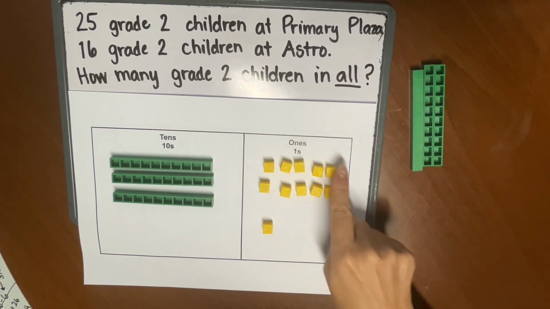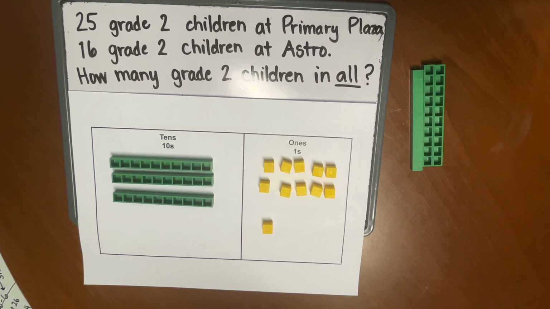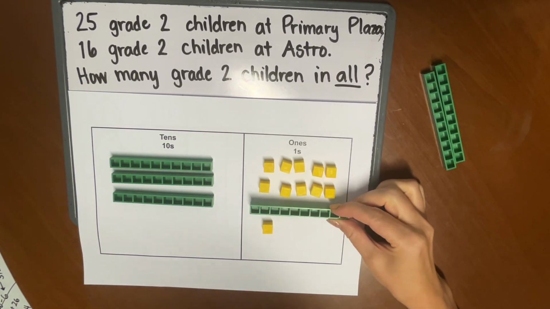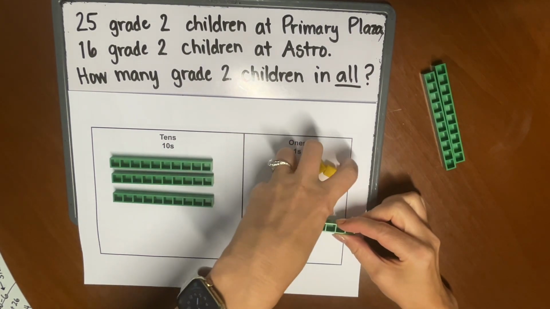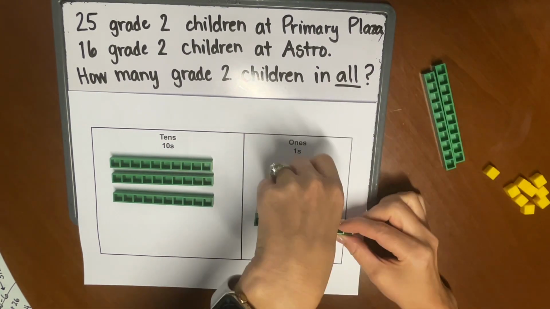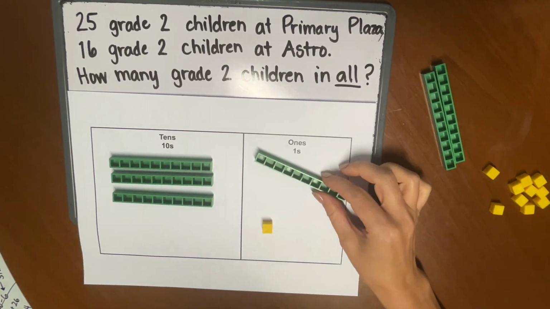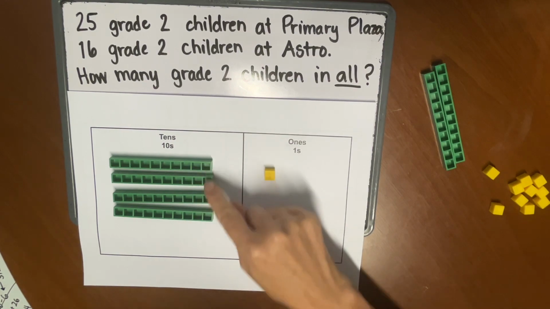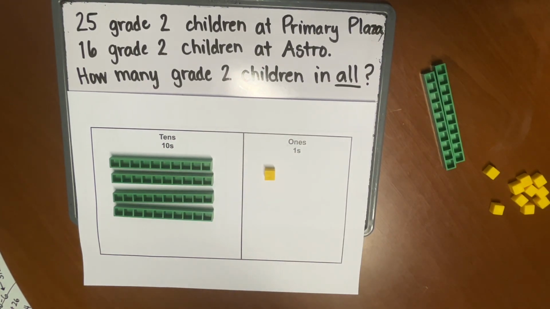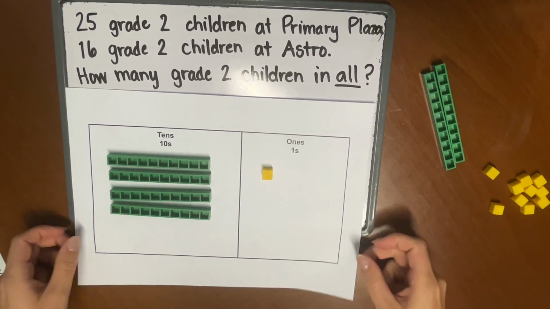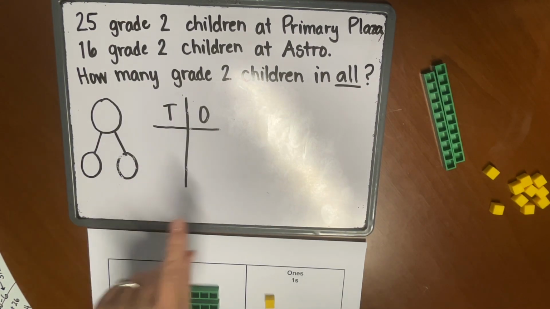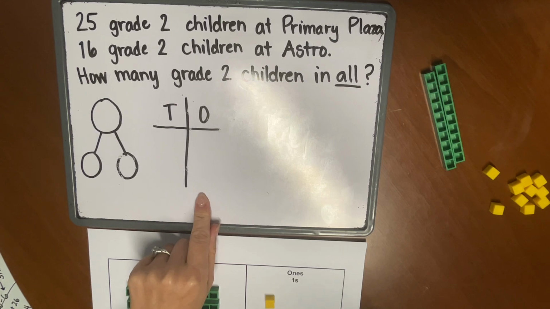I notice that I have 10 ones here. That is the same as 10 ones in a 10 long. So I can actually trade these ones for a long, and then it's not ones anymore, it now becomes a 10. So altogether I have 4 10s and 1 1. Go ahead now and draw this problem with a part-part whole and a 10s and 1s chart.